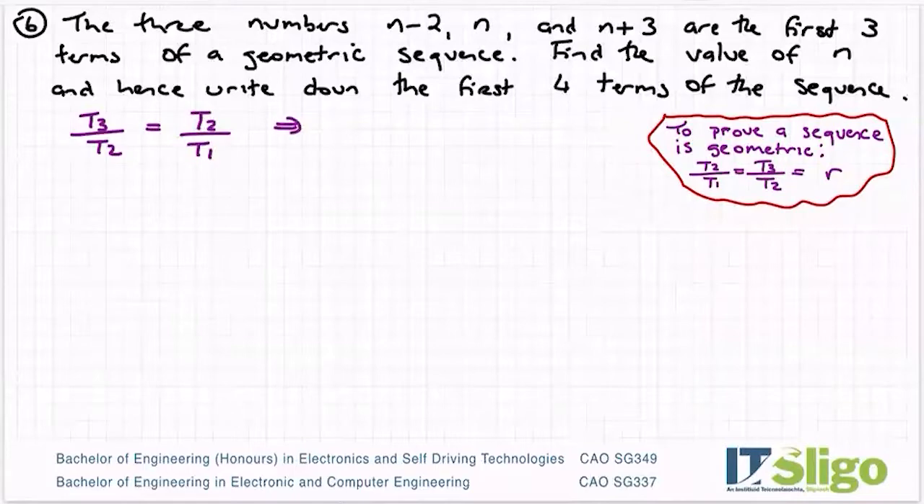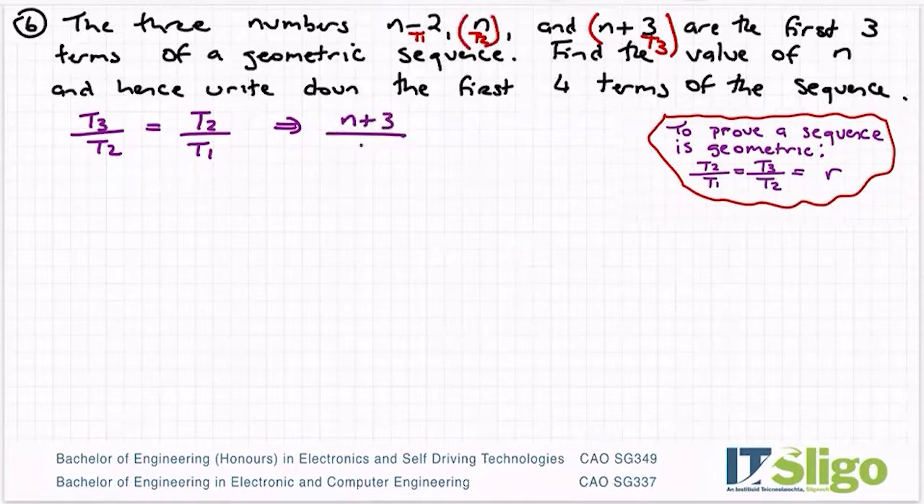Okay, so what does that mean for our sequence here? That's my T1, that's my T2, and over here is my T3. Instead of T3, I'm going to put in this n+3 that's up here. Instead of T2, I'm going to put in n, and that is equal to T2 again over, instead of T1, n minus 2. Okay, and I'm going to cross multiply.